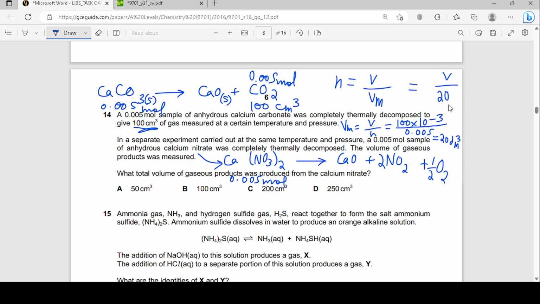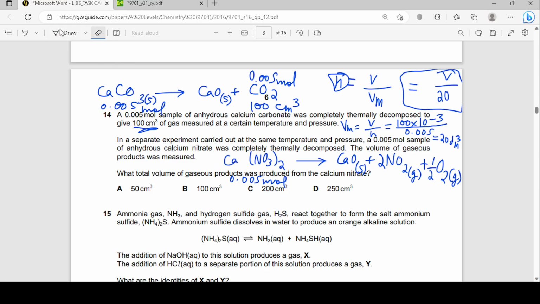Okay, so yeah, now we know what the molar volume is, so we're going to use this relationship n equals V by 20. And for the other gases, because this one is carried out at the same temperature and pressure, right? That's why this is useful. And now over here we know that this is 0.005 moles. From the molar ratio we can tell that CaO is solid, NO2 is gaseous, and O2 is also gaseous, right? And they said that we have to find the total volume of the gaseous products, right? So we basically can find the volume of NO2 and O2 combined.